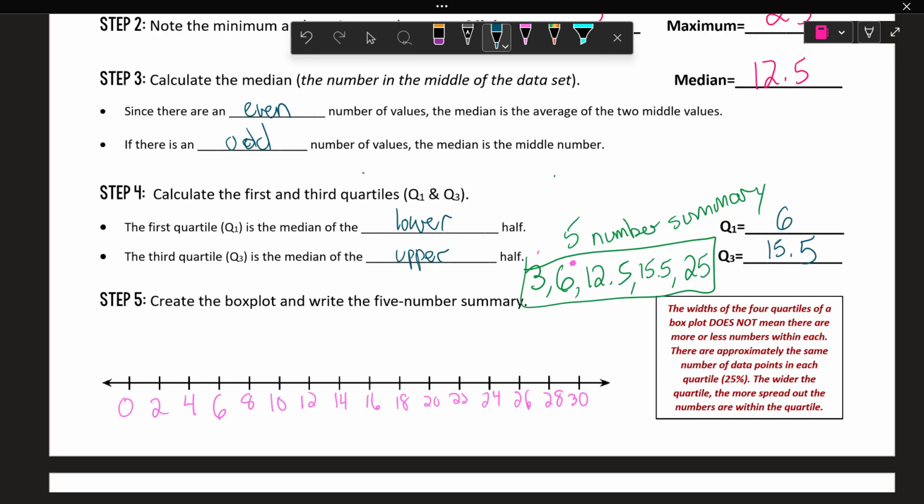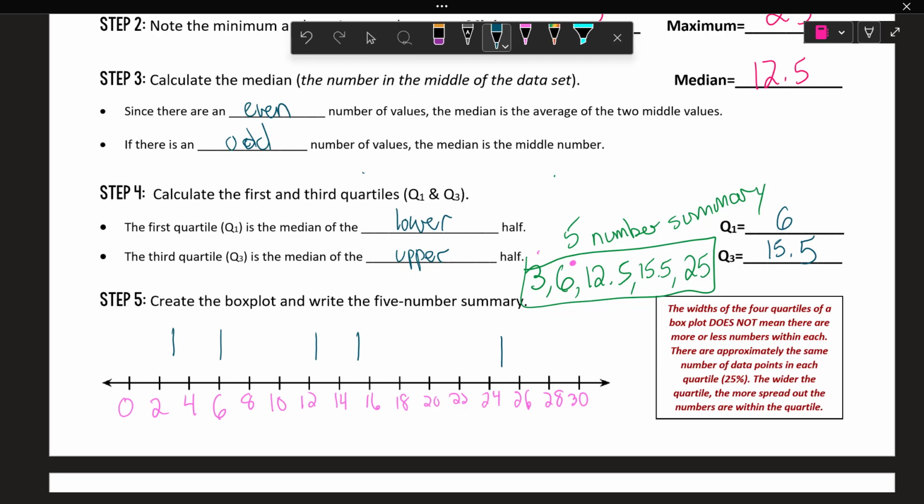So we got something at 3, and we have it above the axis. We don't put it on the axis. So we got 3, 6, 12 and a half, kind of have to estimate that. 15 and a half, kind of have to estimate that. And 25 in the middle of 24 and 26. So that's our 5-number summary written out.